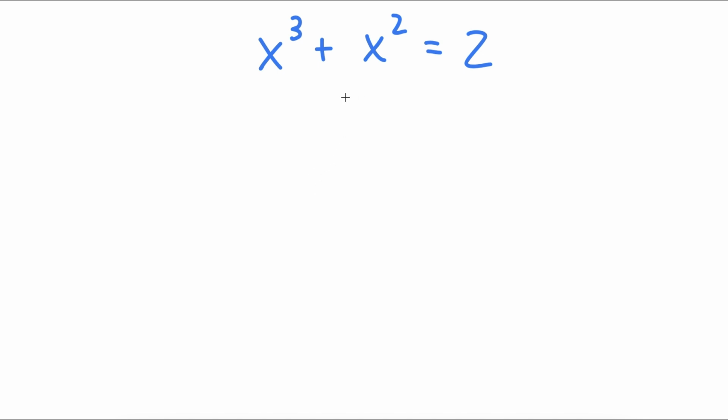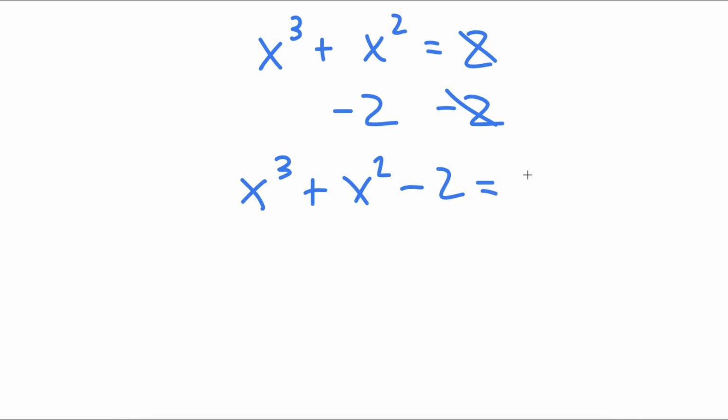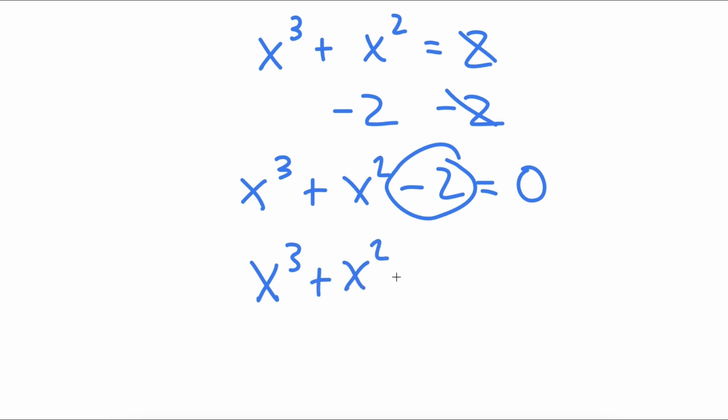Alright, so in this problem, I have x to the power of 3 plus x to the power of 2 is equal to 2. So to solve this, I'm going to first start by subtracting 2 on both sides. So then these two cancel out. And I have x to the power of 3 plus x to the power of 2 minus 2 is equal to 0. Now negative 2, this is the same thing as negative 1 minus 1.